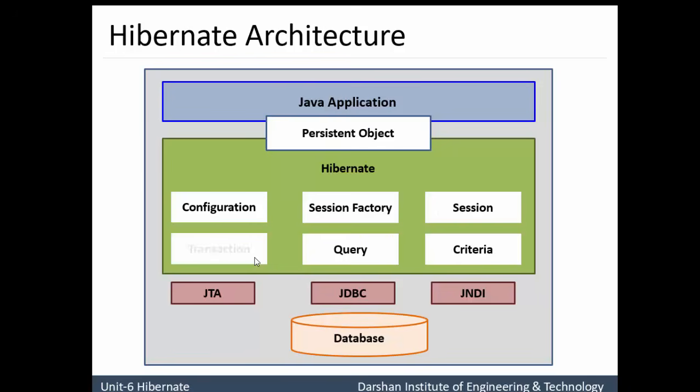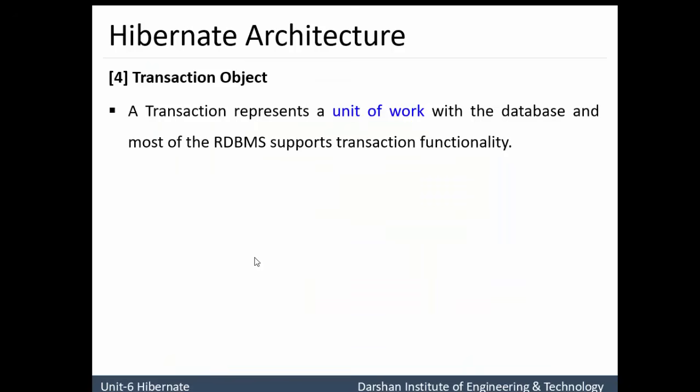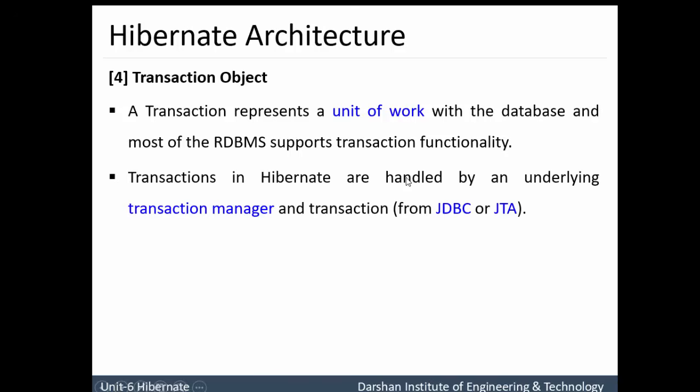Next object is the transaction object. The name itself explains it: a transaction represents a unit of work with the database. So for example, if I want to fire an insert query from a Java application to the database, then that thing is known as a transaction between the Java application and the RDBMS. So a transaction is a unit of work with the database, and most RDBMS support transaction functionality.